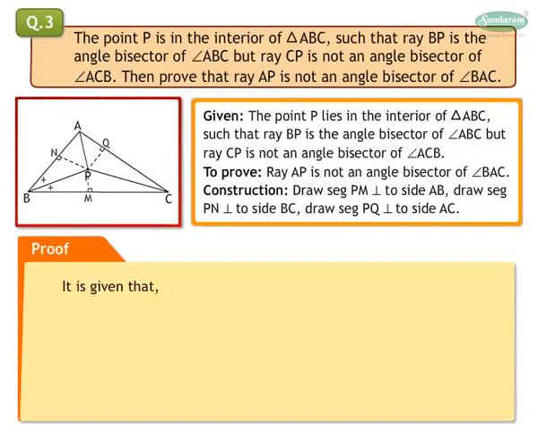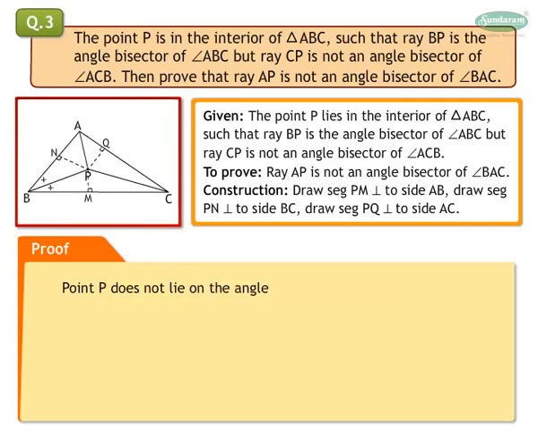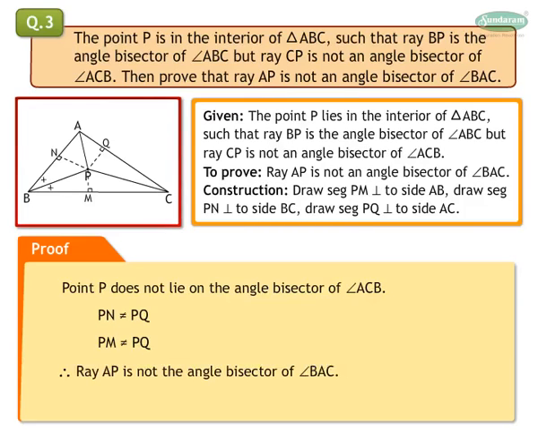It is given that point P lies on the angle bisector of angle ABC. Therefore, PM is equal to PN, according to the angle bisector theorem. It is given that point P does not lie on the angle bisector of angle ACB. Therefore, PN is not equal to PQ. So PM is not equal to PQ. Therefore, ray AP is not the angle bisector of angle BAC. Hence proved.